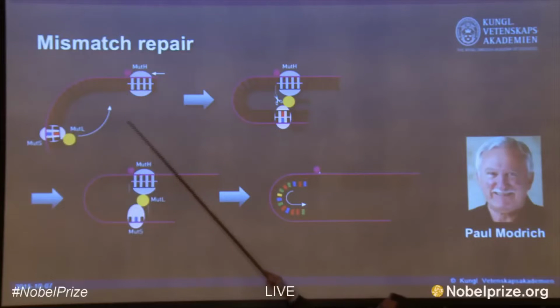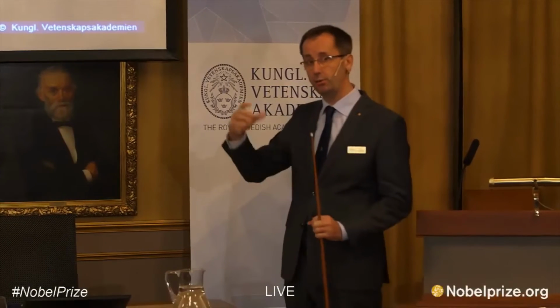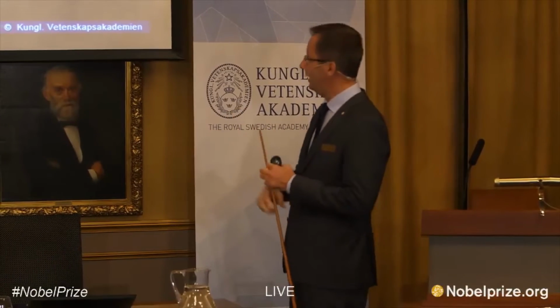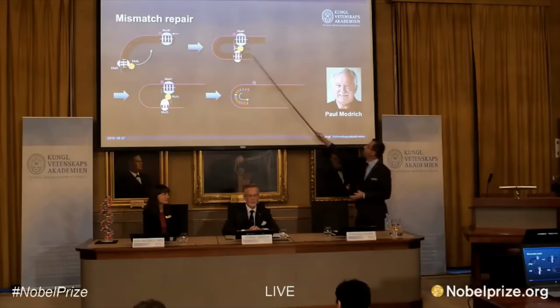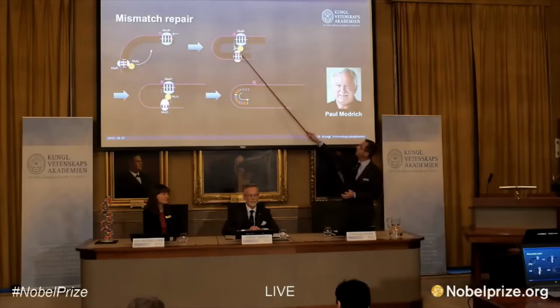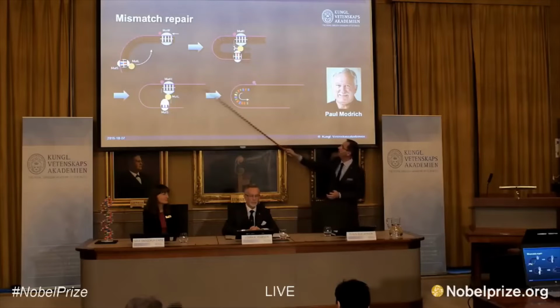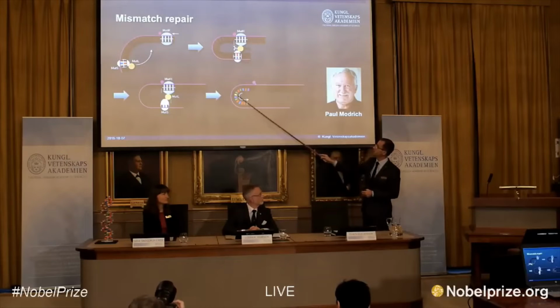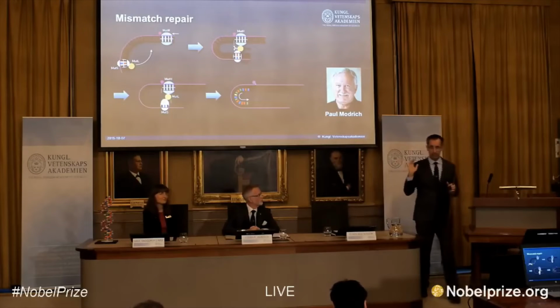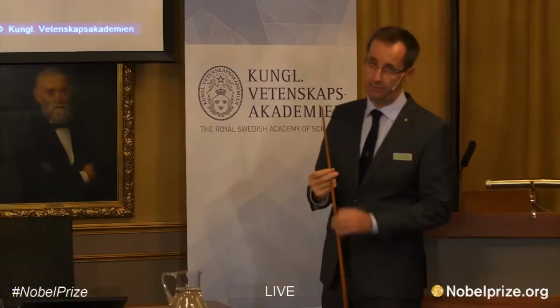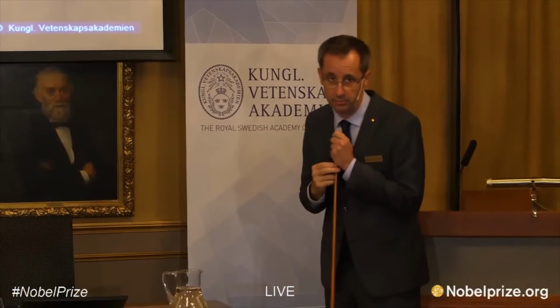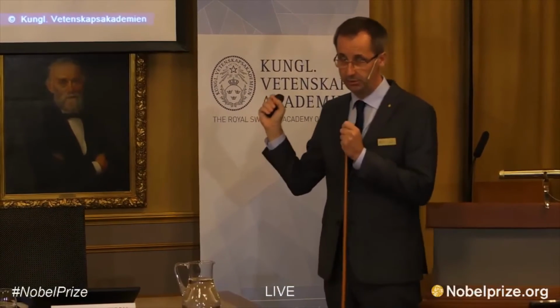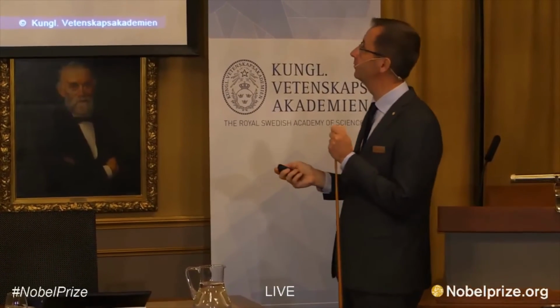And then it can also recognize which of the two strands is newly synthesized, because you just want to correct the strand that's newly synthesized. You don't want to change the old strand. And then you cleave the newly synthesized strand and take away the piece of DNA containing the mismatch, and then the DNA is synthesized again and we get the correct strand. This is a very important mechanism that increases the fidelity of DNA replication by a factor of about 1,000. And it's a very important factor in preserving genetic information in our genomes.